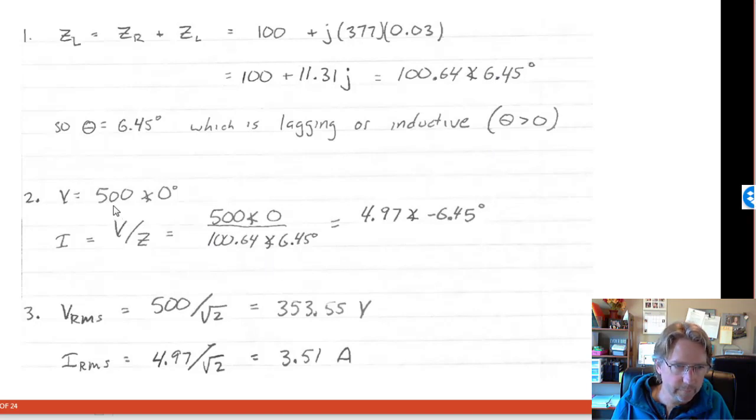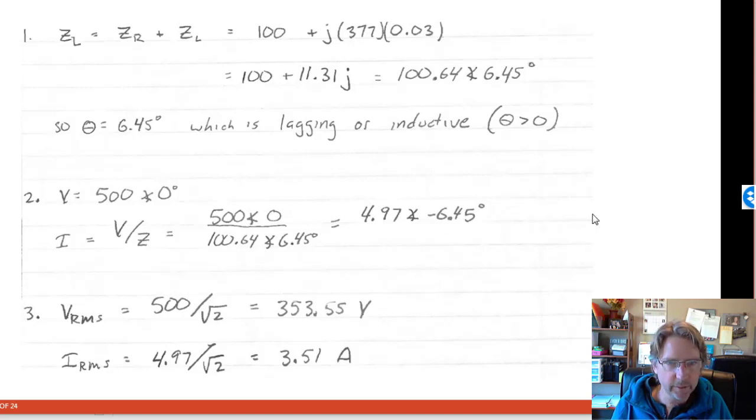Anyway, 500 is our VM, so divided by the square root of 2 to get VRMS. 4.97 is IM, divided by the square root of 2 for IRMS. So amps and volts there. Is that how it worked for you? I hope so.